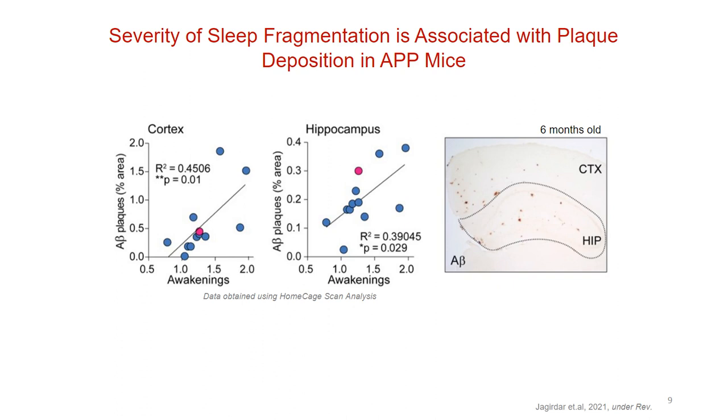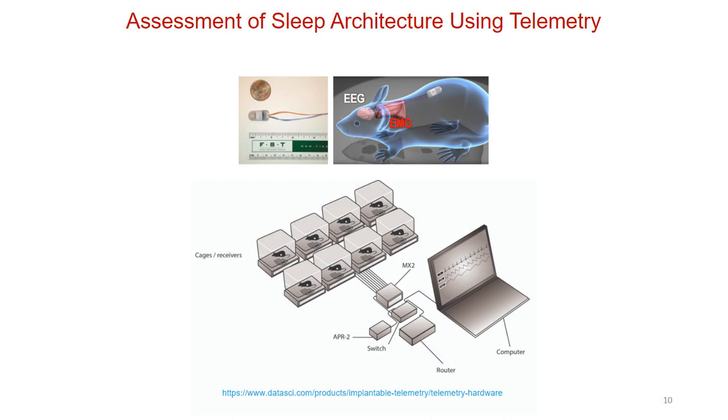Indeed, when we looked into our own APP mice, it does look like sleep regulates A beta levels. The area covered by A beta plaques in cortex and hippocampus, as shown here in the graph, increases with the number of awakenings. This behavioral system we previously used to study sleep did not allow us classification of sleep into slow wave sleep and REM sleep. So instead, we use this amazing EEG-EMG telemetry system developed by Data Sciences International that allows us to record brain activity and muscle activity and helped us to score sleep in freely moving mice.